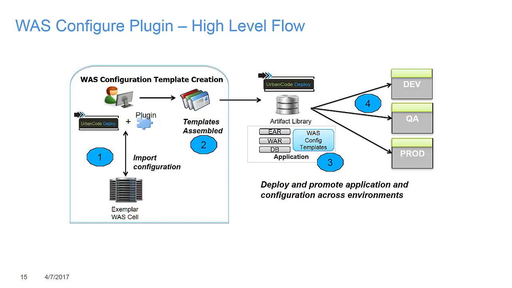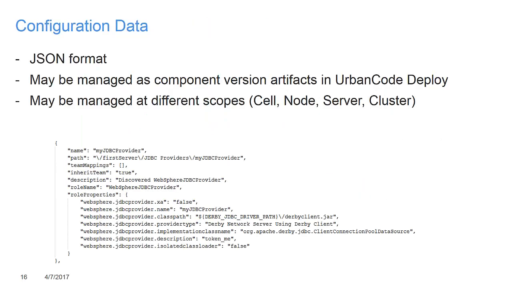So you see number 3 in this diagram, you have your WAS configuration templates bundled with your EAR and WAR files, and those can be deployed out to your different environments like your dev environment, your test environment, or your production environment. When the WAS Configure plugin in UrbanCode Deploy connects to a WAS cell and pulls in that configuration data, it saves it in JSON format, and you can see an example of it on this slide.